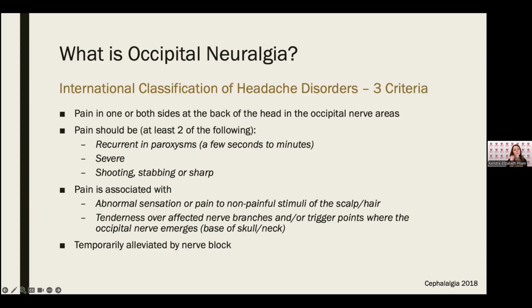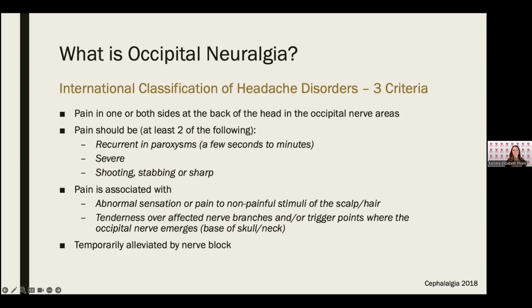So when we think about what is occipital neuralgia, we turn to our diagnostic criteria, which is housed in the International Classification of Headache Disorders. Currently, we're at the 3rd edition. And so the way that occipital neuralgia is defined is that you have pain in one or both sides of the back of the head in the occipital nerve areas. At least 2 of the following.